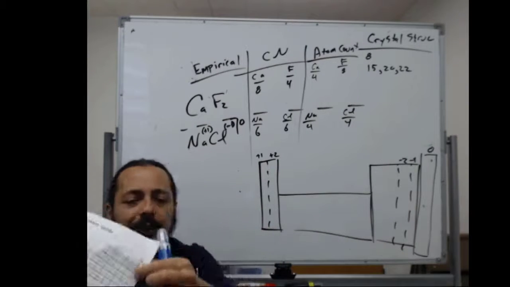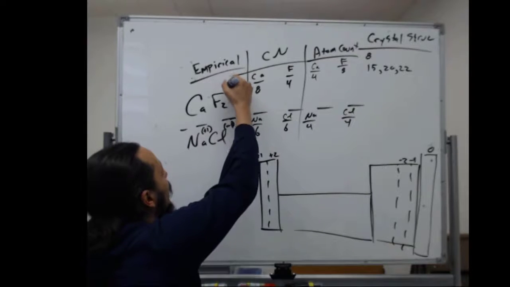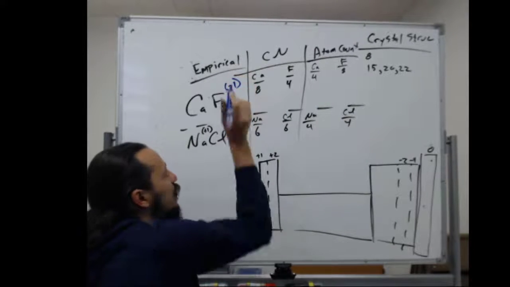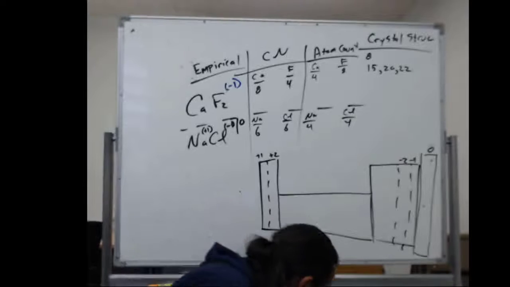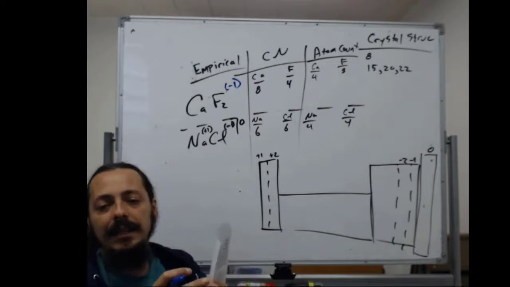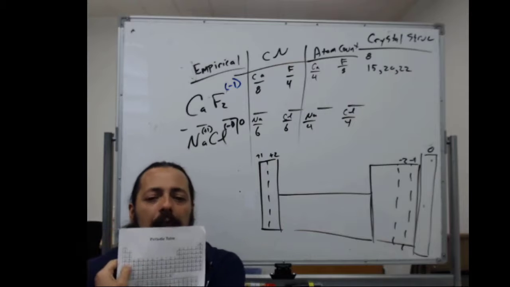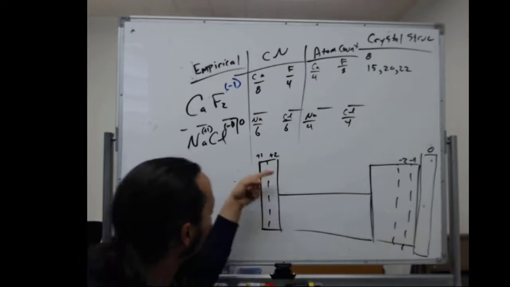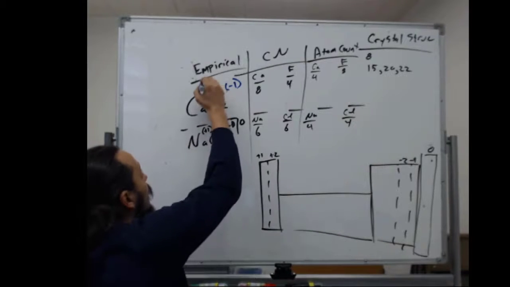Fluorine is the easy one to do. It's in our halogens. That means fluorine is going to be a -1. I'm switching colors just to be dramatic. And you find calcium on the periodic table. Element number 20. It's our alkaline earth metals. It's going to be in our +2 state.